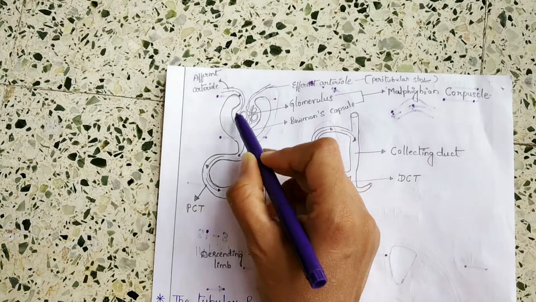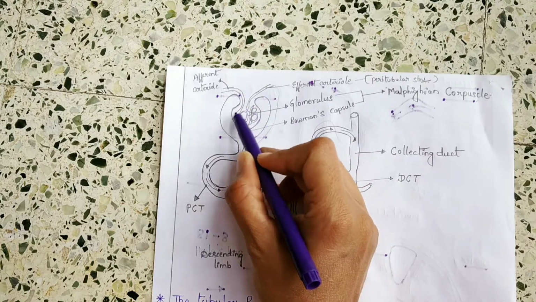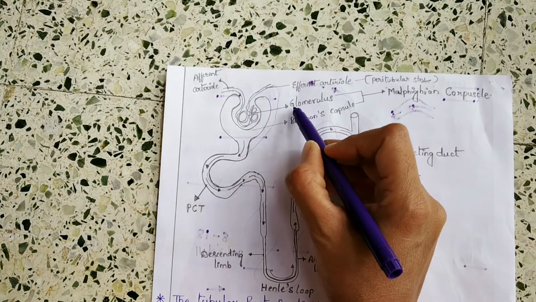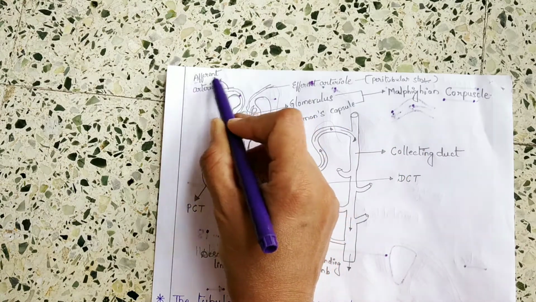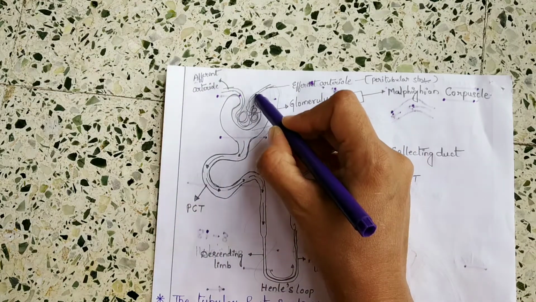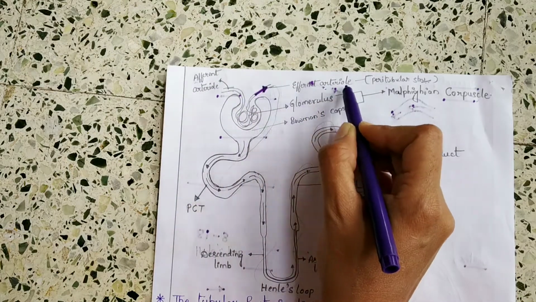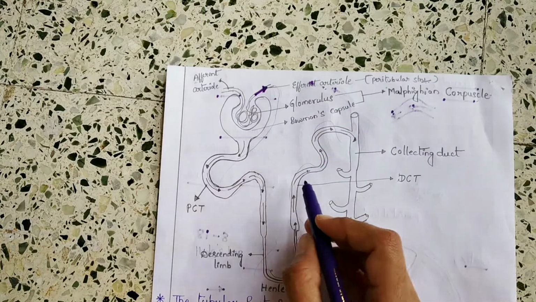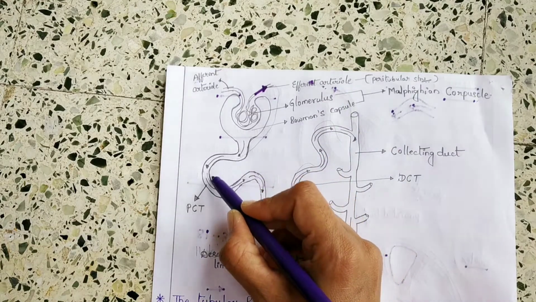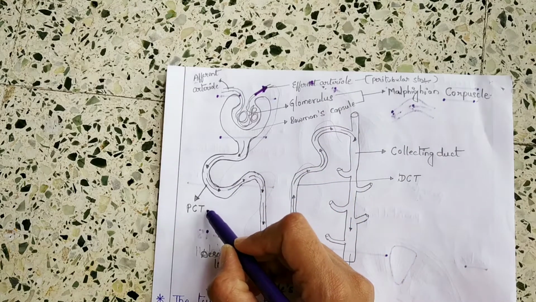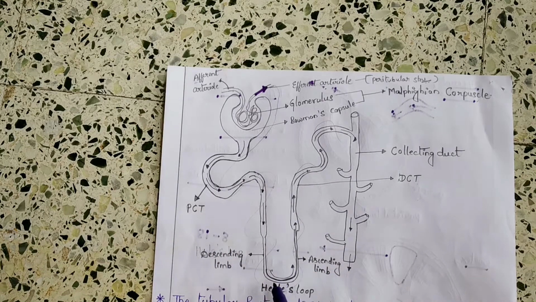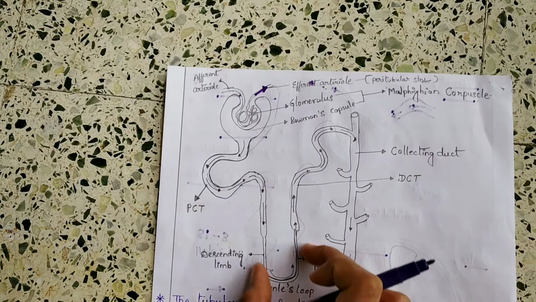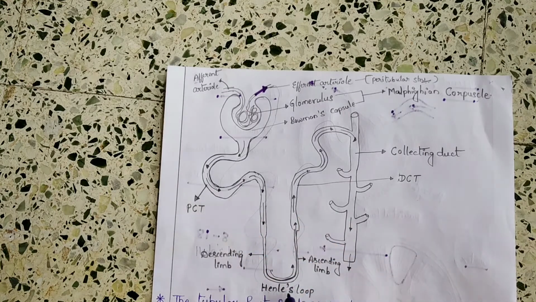It is a cup shaped structure, and it has a network of blood capillaries called the glomerulus. The part from where the blood enters is called the afferent arteriole, and where the blood is going to leave is called the efferent arteriole. This part is called the proximal convoluted tubule, and this is the descending limb. This whole huge shaped structure is called Henle's loop, and this part is called the descending limb.